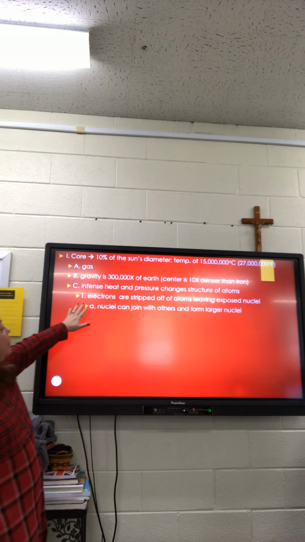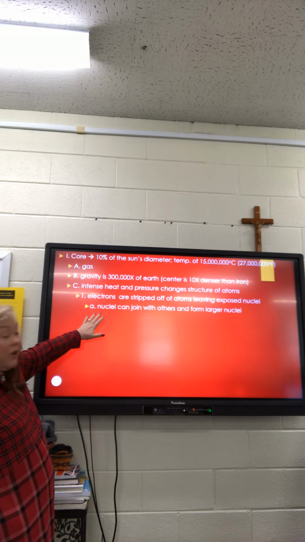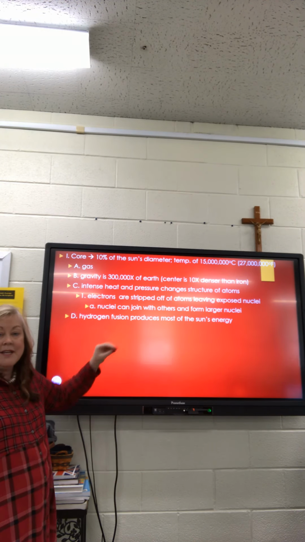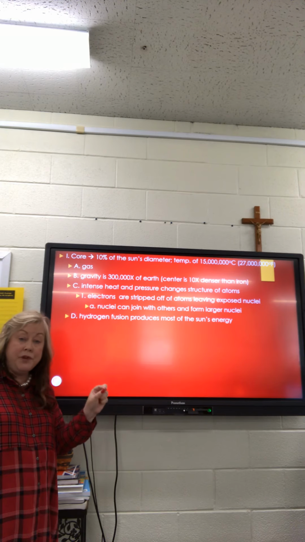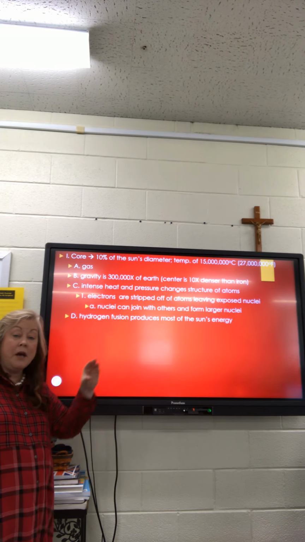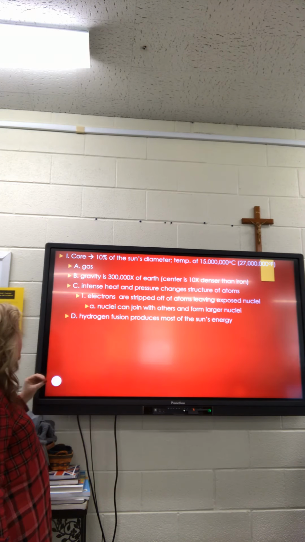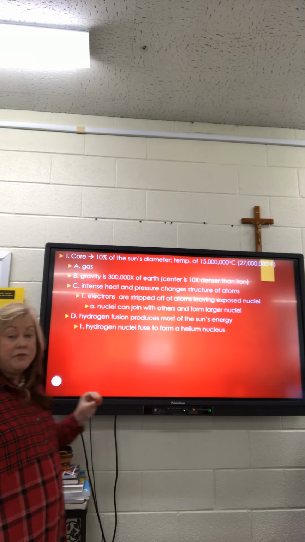The nuclei join with other nuclei, forming even larger nuclei. And this is how the sun gives off light. It's this fusion, this coming together of nuclei, that produces the energy of the sun. We call it hydrogen fusion.